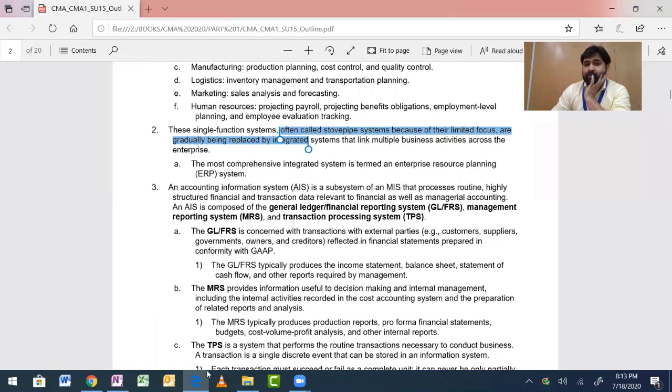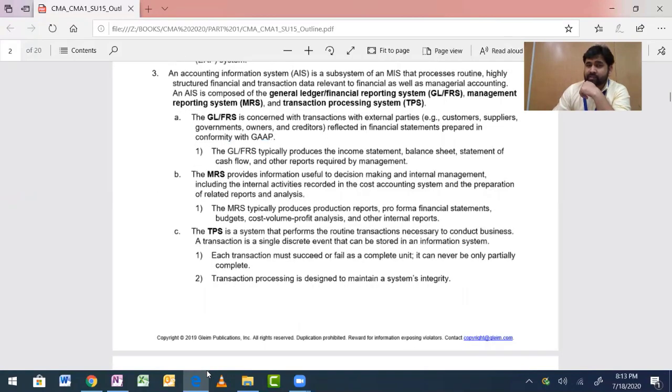An accounting information system is a subsystem of an MIS that processes routine, highly structured financial and transaction data relevant to financial as well as managerial accounting. An AIS is composed of the general ledger, financial reporting system, management reporting system, MRS, and transaction processing system.